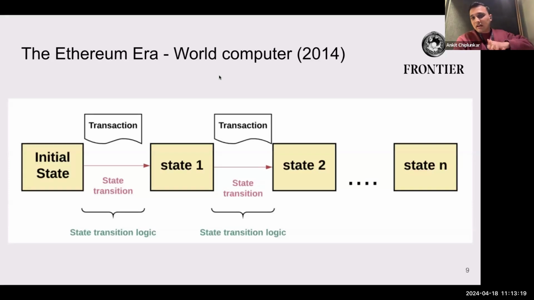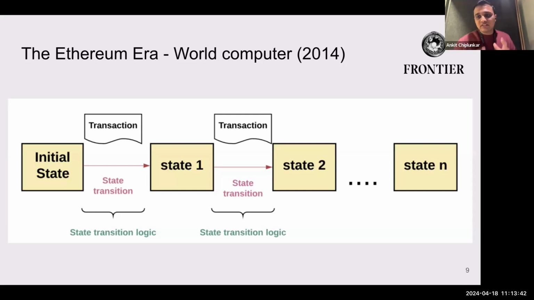So Ethereum came around in 2014. There was a white paper published by Vitalik. And basically what they said was, okay, Bitcoin is a state machine. The state machine has only one state transition logic, which is transfer value from one account. What we want to do is create a world computer where anyone can do anything.